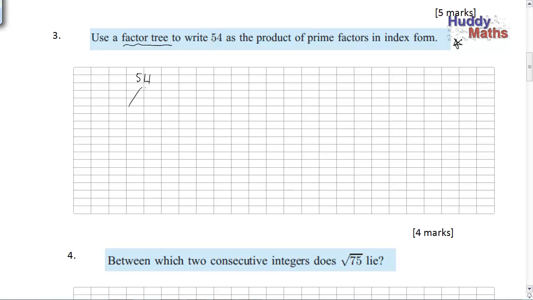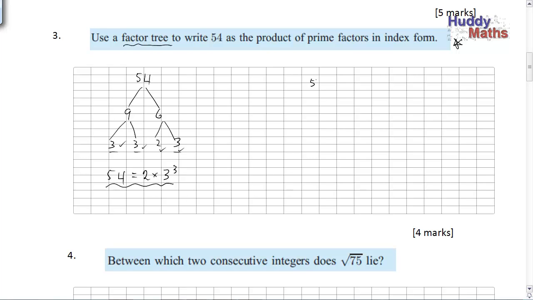54, now you've got to think of 2 numbers multiplied to give 54, 9 and 6. Then 2 numbers multiplied to give 9, 3 and 3. Won't go any further because they are prime. Now 6 is 2 times 3. Won't go any further because they are prime. So 54 in order is 2 times, now we've got a 3, a 3 and a 3. So that's 3 cubed. Remember the power or index form there, or exponent form.